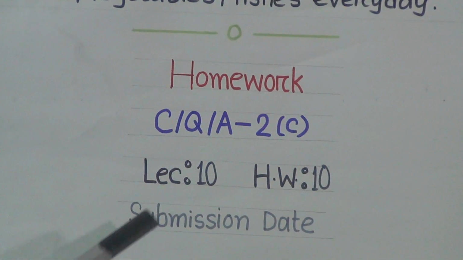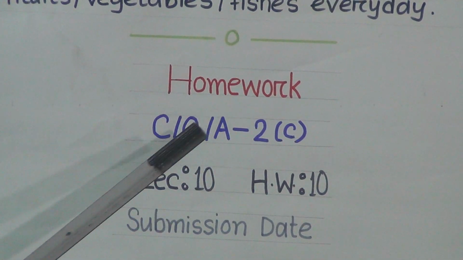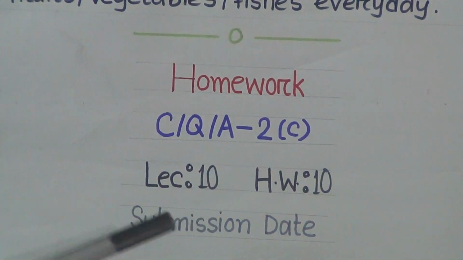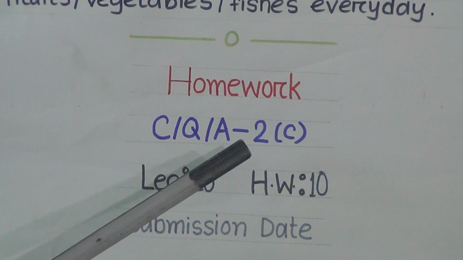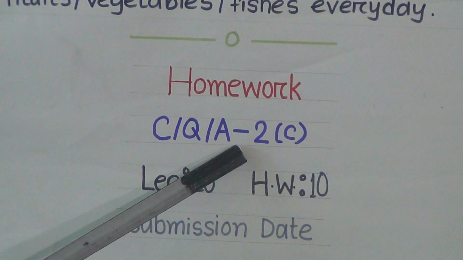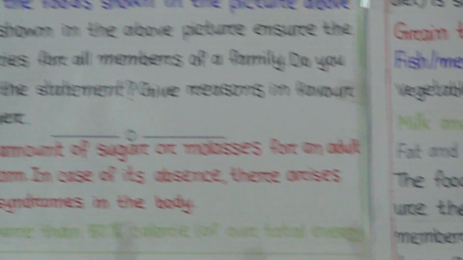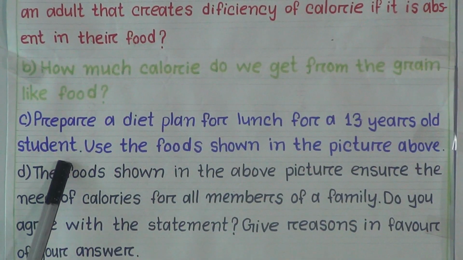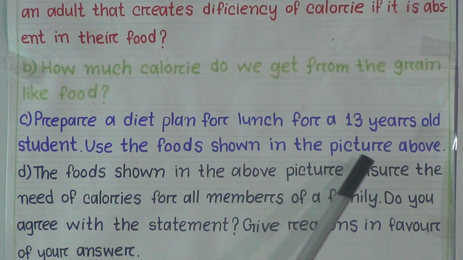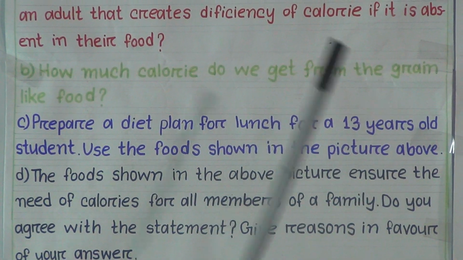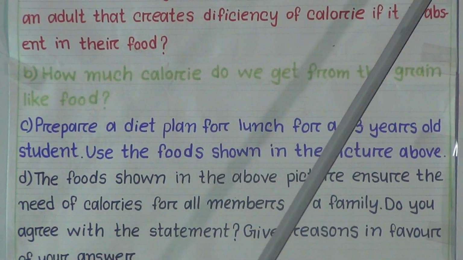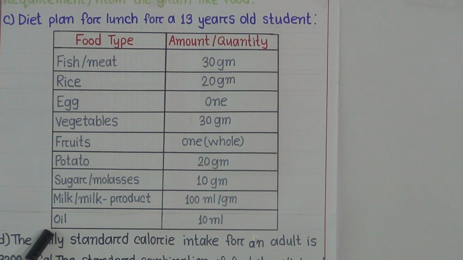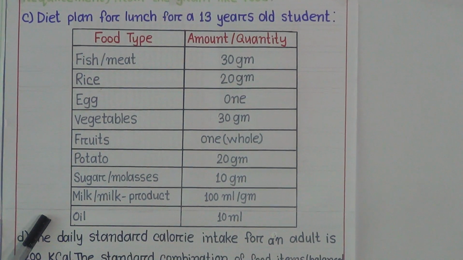Your homework will be number C from creative question answer 2. The question is, prepare a diet plan for lunch for a 13 years old student. Use the foods shown in the picture above. Students, no need to copy the question, just write the answer.